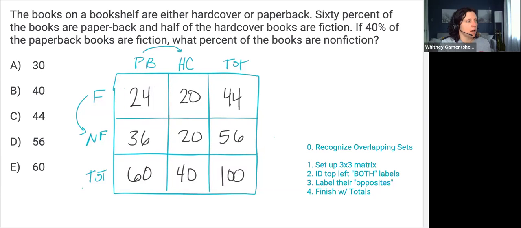And it says, what percent of the books are nonfiction? So I want the total of my nonfiction. And so it's 56 out of 100, or 56%.